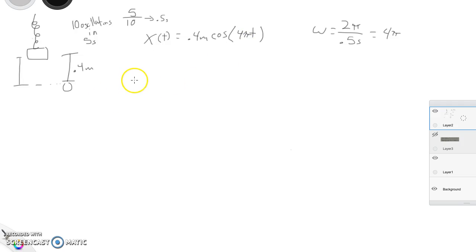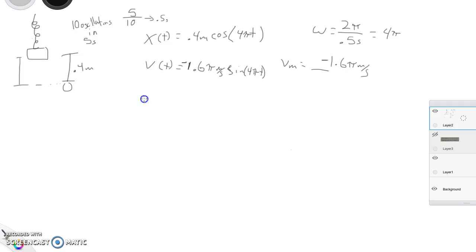Okay, next I want you to write a function for velocity and tell me what the maximum velocity is equal to. So we're going to take the derivative of this, so multiply 4 pi times 0.4, giving us 1.6 pi, and this becomes now meters per second, times, it's going to be negative, times sine of 4 pi t. The maximum velocity is going to be negative 1.6 pi meters per second.